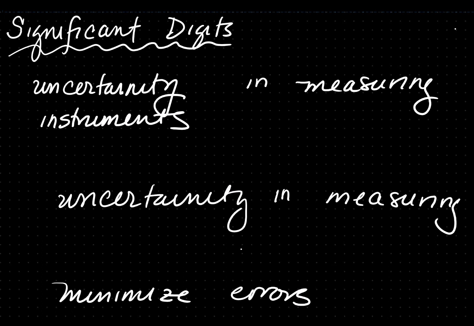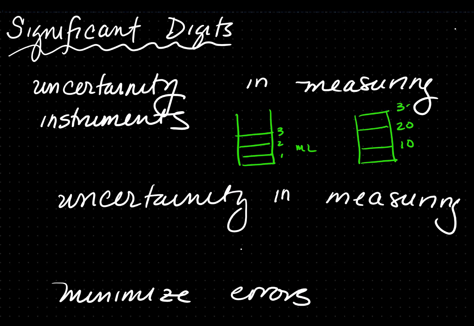In science, we use significant digits or figures to be more precise. Measuring instruments have some degree of uncertainty. For example, if I have a graduated cylinder that measures every 1 milliliter versus a graduated cylinder that measures every 10 milliliters, the 1 milliliter will be more accurate.